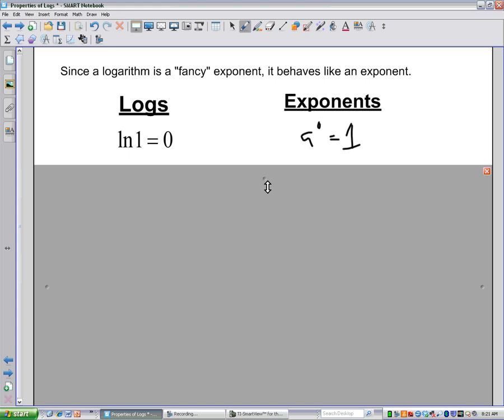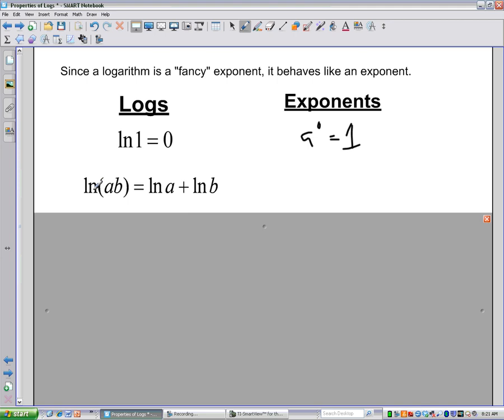It's an exponent. The natural log of a times b is equal to the natural log of a plus the natural log of b. So if I have a to the m times a to the n, what do I do with the exponents? That's right, I add them. Okay, so it behaves like an exponent because it is an exponent. So we can break multiplication down into addition, just like when we're multiplying exponents, we add them together.